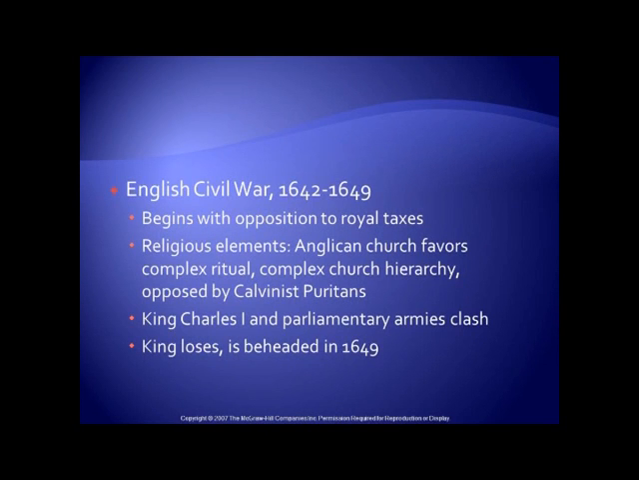This whole thing starts with taxes. The king, and in this case King James, wanted to increase taxes, but the parliament, because the British have a parliament, didn't want this, but the parliament didn't have a lot of power.